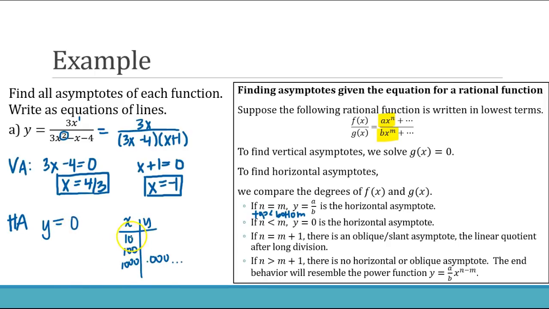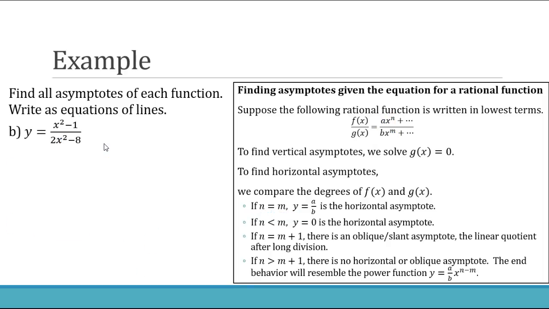So they're going to get really, really small, and they're going to approach 0. So instead of having to plug in bigger and bigger numbers, this is essentially a shortcut, just compare. If the degree on the bottom is bigger than the degree on the top, then the whole fraction is going to go to 0. So our horizontal asymptote is just y equals 0.